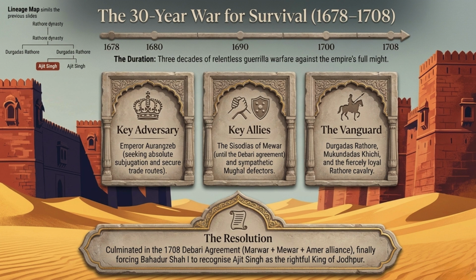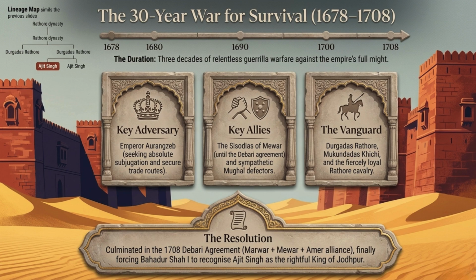It was 3 decades of relentless guerrilla warfare against the empire's full might, led by Emperor Aurangzeb, who sought absolute subjugation. The vanguard of this resistance featured Durgadas Rathore, Mukundas Khichi, and the fiercely loyal Rathore cavalry, allied with the Sisodias of Mewar and sympathetic Mughal defectors.